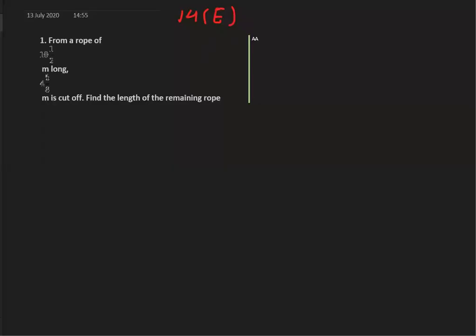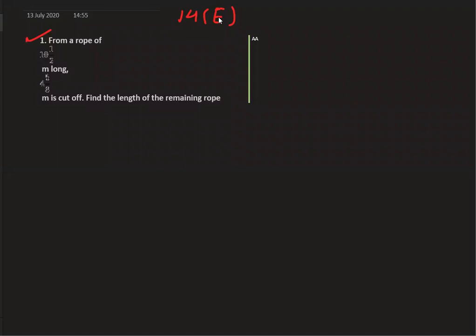Welcome everyone. I'm going to start exercise 14E today. So let us start question number 1 without any further discussion. Question 1 says, from a rope of 10 whole 1 upon 2 meter long, 4 whole 5 upon 8 meter is cut off. What is the length of the remaining rope?